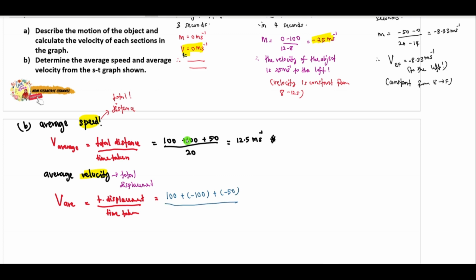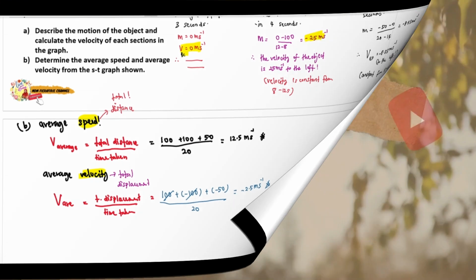So it's moving in 20 seconds. So this one we can cancel. So the answer is equal to negative 2.5 meter per second. So this is the average velocity of the object. Okay, so finish example number 1. So let's proceed to example number 2.